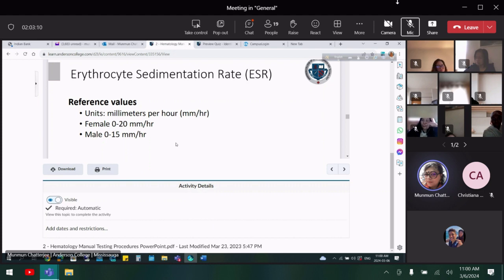And you have to remember the hematocrit value is higher in males, and polycythemia, and low in females. The ESR is just the opposite. In females it can go 0 to 20 millimeter per hour, and male normal is 0 to 15 millimeter per hour.